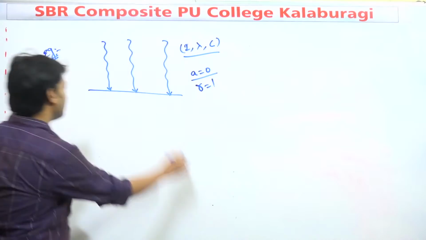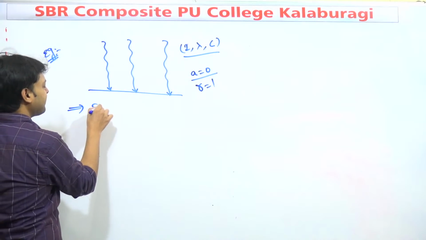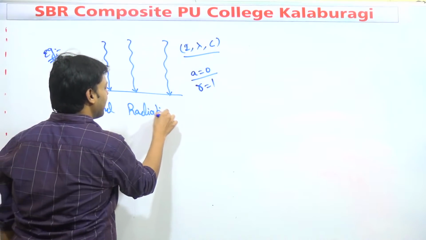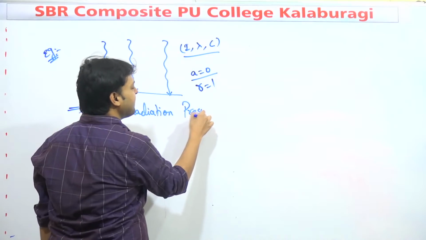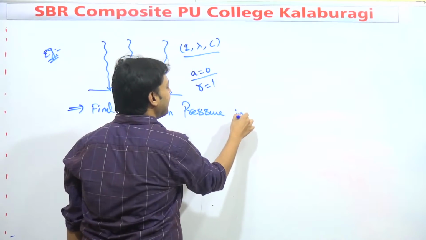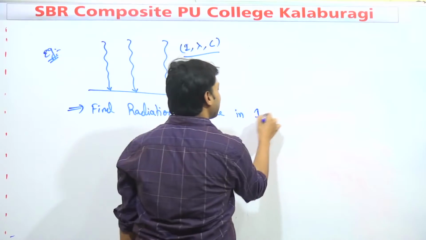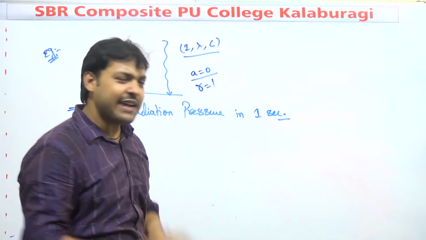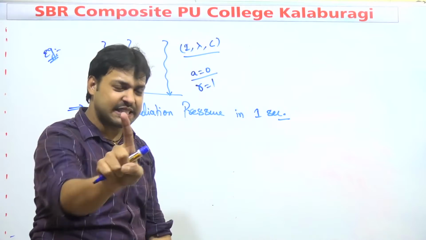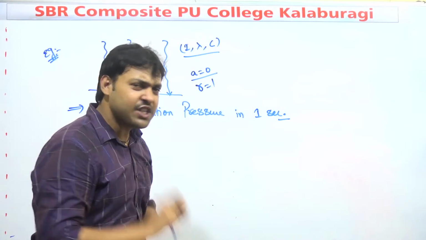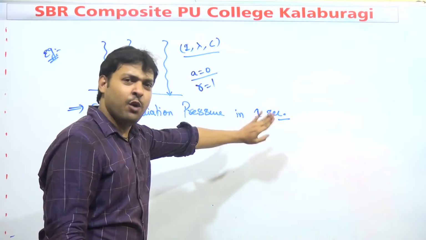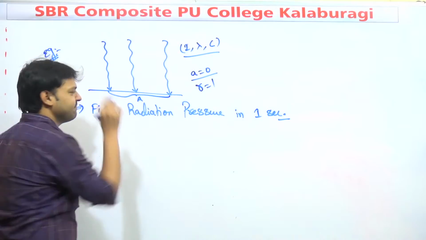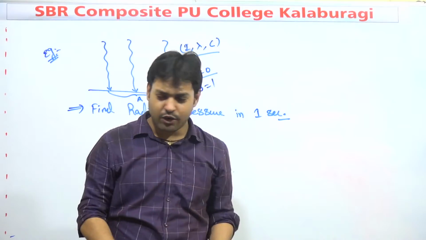Okay. Now my question is, find the radiation pressure acting on the surface in 1 second. Assume the area of the surface is A. Okay? Clear about the question?